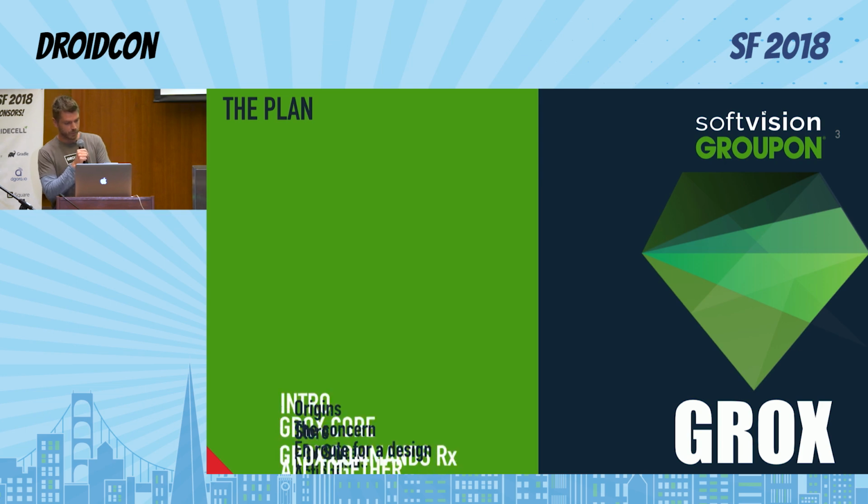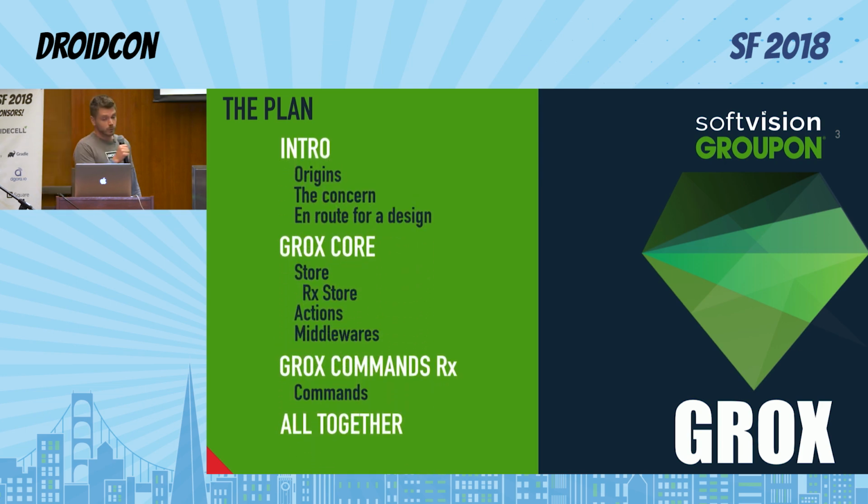The plan for the session today is to begin with an introduction about the origins of the library. We picked up a few ideas from a bunch of libraries that you might know. Then we're going to talk more specifically about the concern that we're trying to solve. Alin said it was state management, but what does he mean exactly by that? We will explain that a bit deeper, and while doing so, we are also going to explain the ingredients, the basic bricks, the basic entities inside Grox, so that you can understand the design.